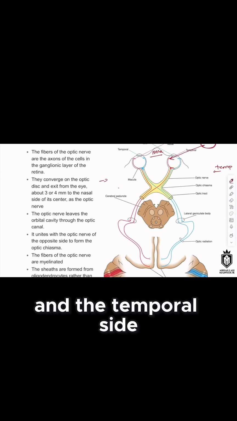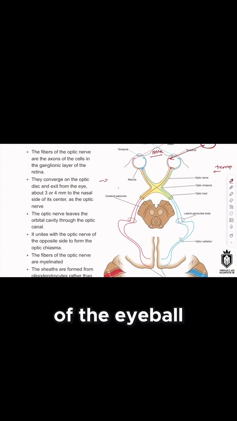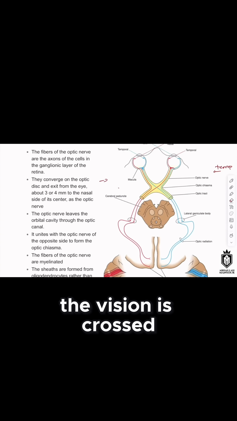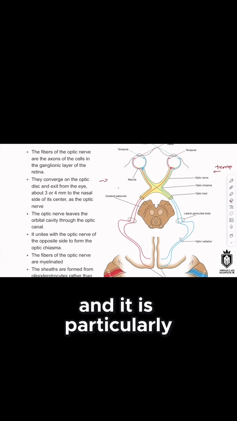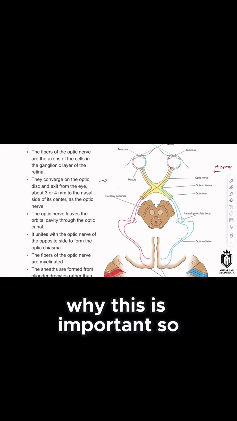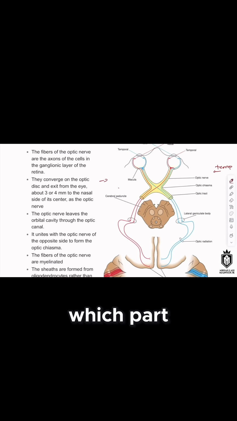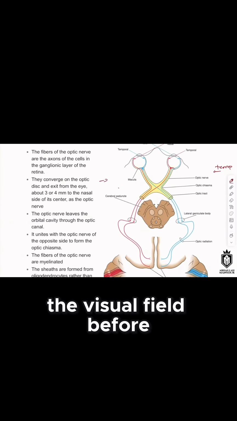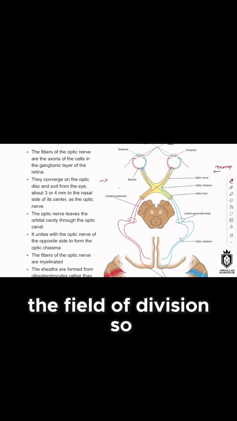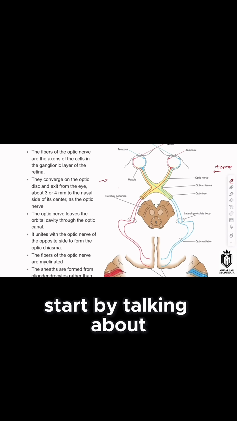And the temporal side of the eyeball, which is this one, is able to visualize the nasal side of the space in front of you. So again, the vision is crossed, and it's particularly important. I'm going to explain later on why this is important. So it's very important to specify which part you're talking about. Is it the temporal side of the eyeball or the temporal side of the visual field, or the field of vision? So let's start by talking about the optic nerve.